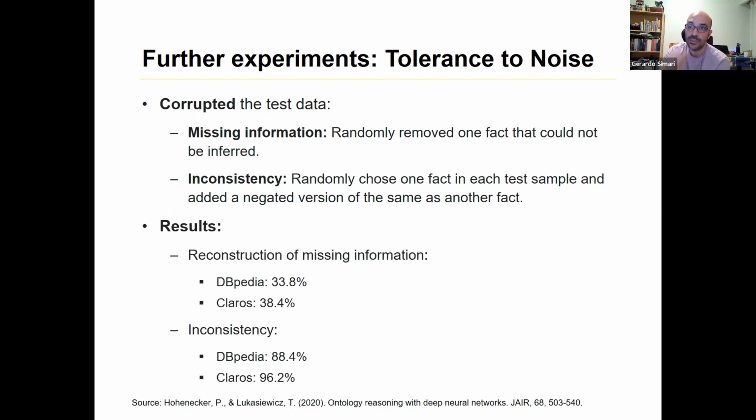And how they did was also not bad, in one way of seeing it, but much worse than the numbers we just saw. So for the reconstruction of the missing information in DBpedia, they could do it 33.8% of the time, and Claire's 38.4%. Inconsistency was much better, though, 88 and 96 approximately for these 2 data sets.